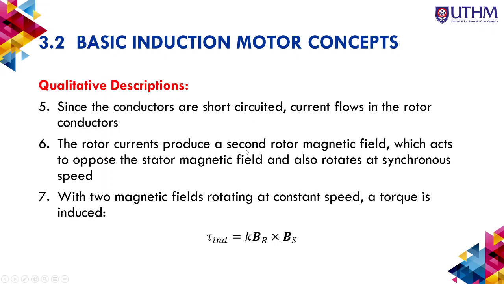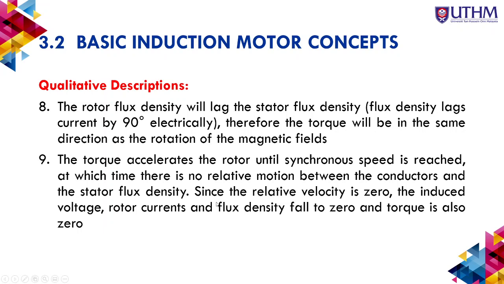Then the rotor current is produced. When there is an induced current, the current will produce a magnetic field, which acts to oppose the stator magnetic field and also rotates at the synchronous speed. With two magnetic fields rotating, this is the torque, the generation of torque. It says the rotor flux density will lag, so the current lags by 90 degrees. So the torque will be in the same direction as the rotating magnetic field.